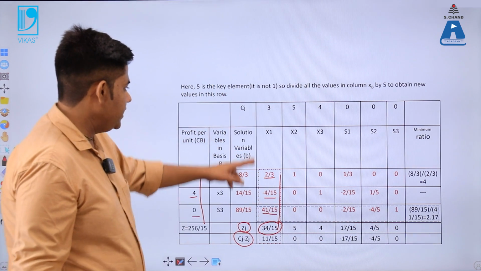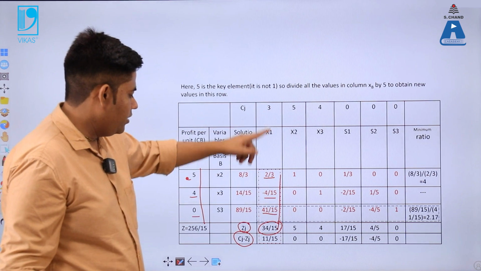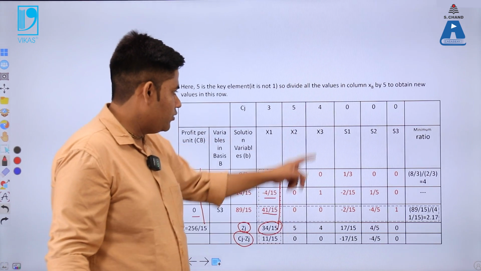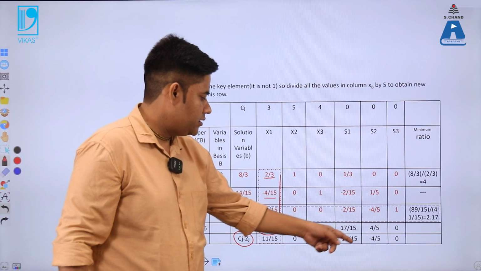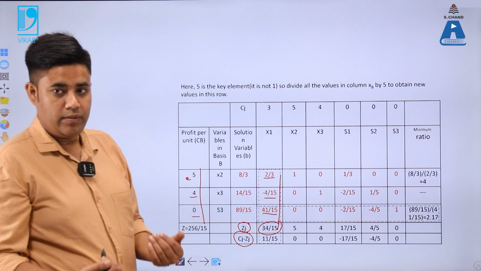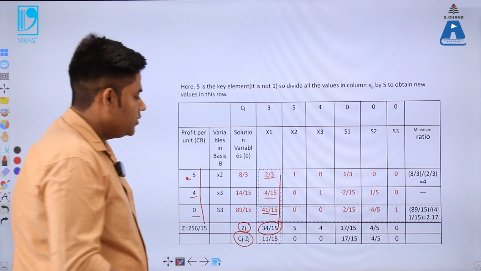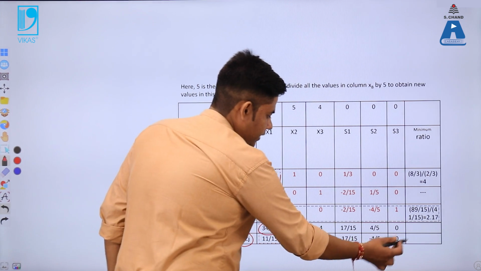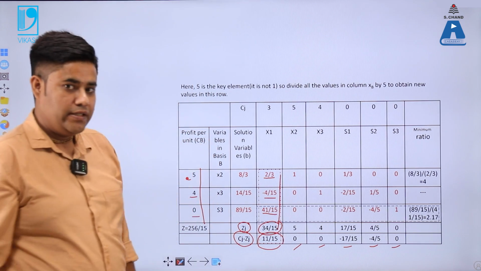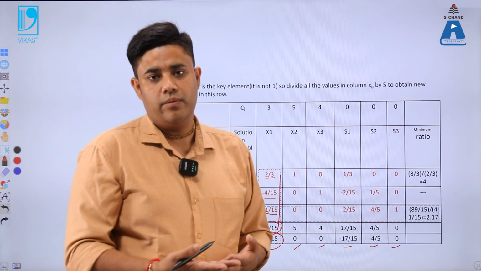Now, Cj minus Zj is the subtraction of the Zj value from the Cj values. 3 minus 34 by 15 is 11 by 15. 5 minus 5 is 0. 4 minus 4 is 0. Then this is negative and this is also negative. So what we have done, we have nearly reached an optimal solution. You can see that this is negative, this is negative, this is also 0, this is also 0, but this is not negative, this is positive. That means we have to perform one more iteration in order to reach the optimal solution.